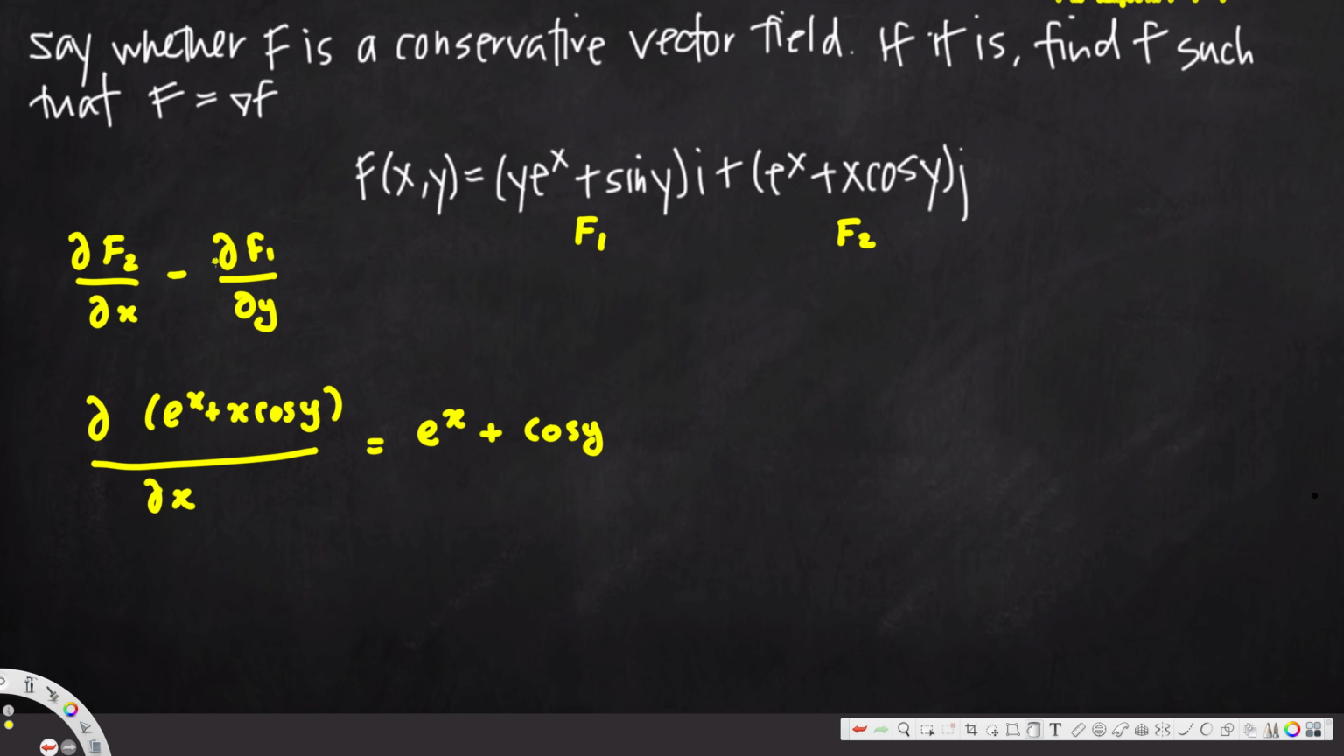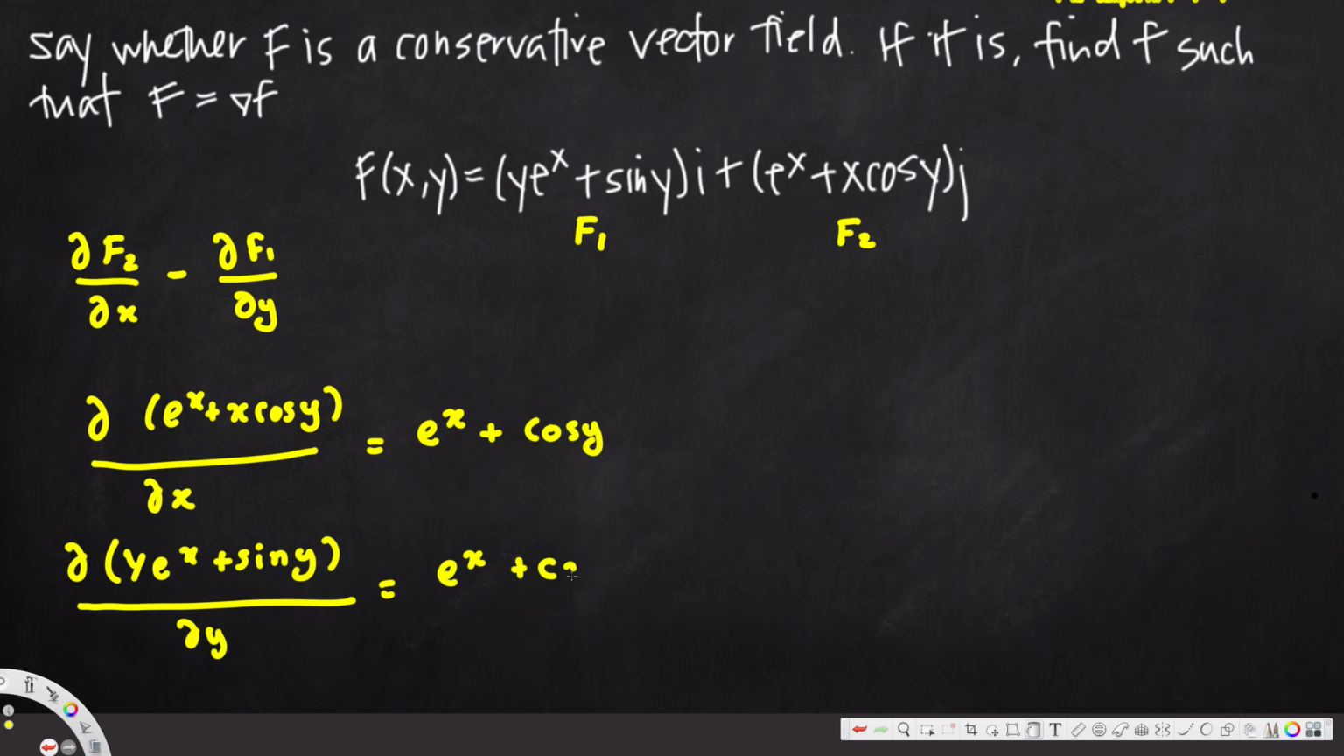Now we are going to take the partial derivative of f1 with respect to y. This is our f1 value, y e^x plus sin y, and we are going to take the partial derivative of this with respect to y. If we do that, this y will turn into 1, so we will just have e^x right here, and for sin y, the derivative of sin y is going to be cos y.